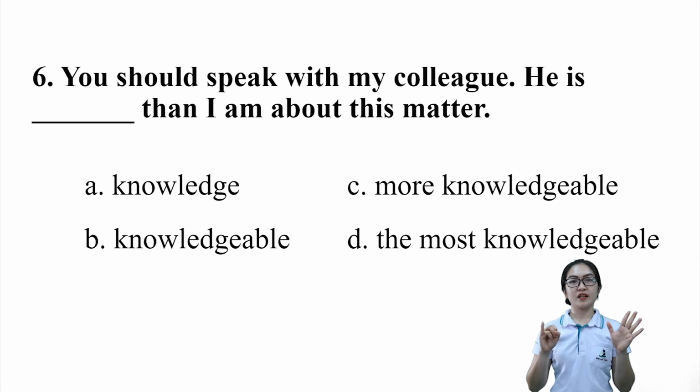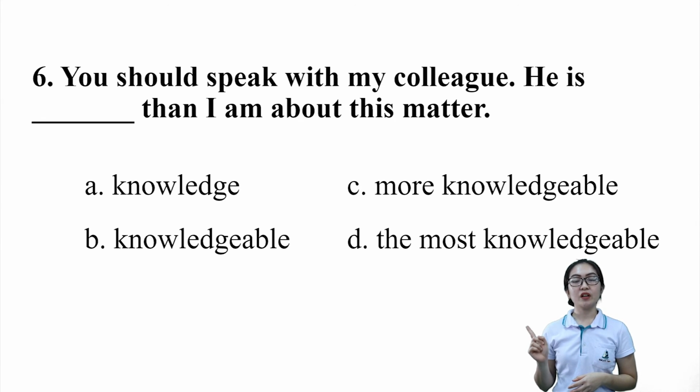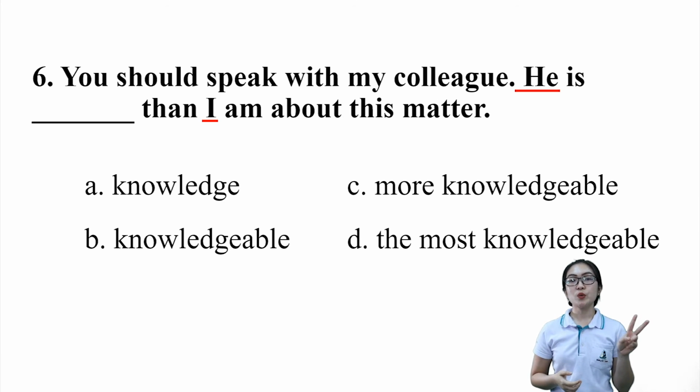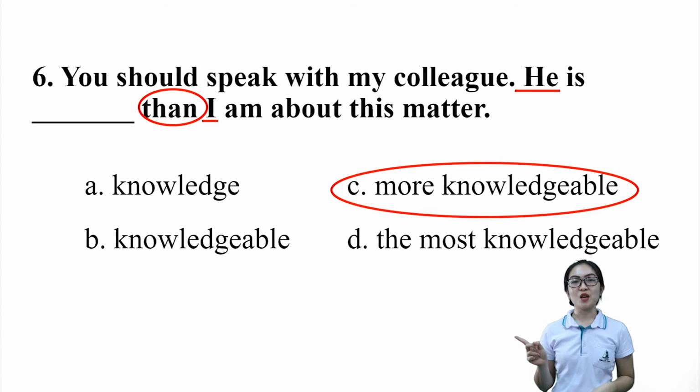Number 6. You should speak with my colleague. He is blank than I am about this matter. A, knowledge, B, knowledgeable, C, more knowledgeable, or D, the most knowledgeable. In this sentence, we are comparing he to I, which are two people, and it uses than for comparison. Which among the choices do you think is the right answer? Correct. Letter C, more knowledgeable.